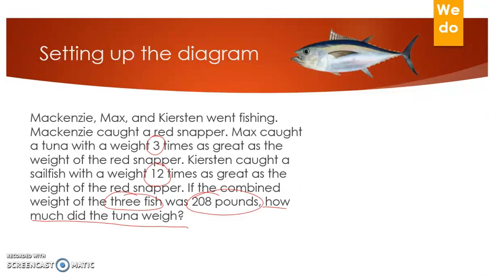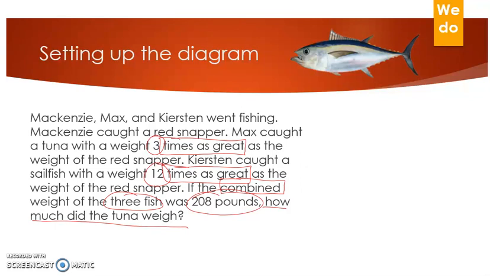Then it's box important terms, which would be times as great, times as great. Then let's not forget this word, combined. All right, so we just did our B. So let's go ahead and start evaluating.